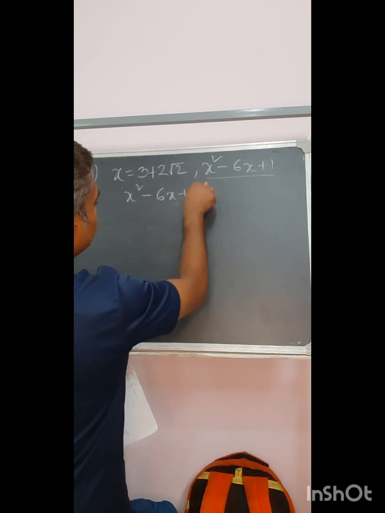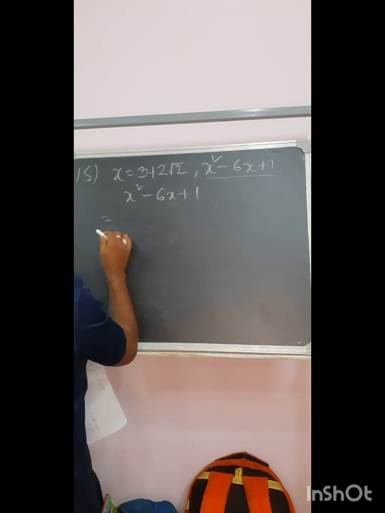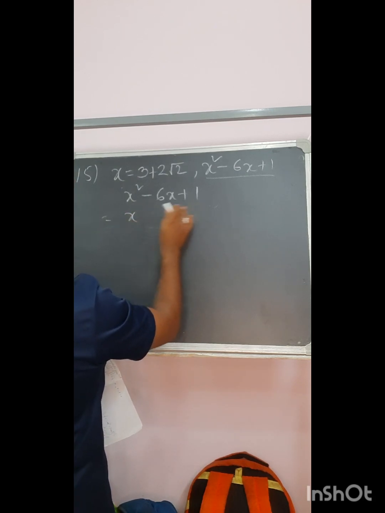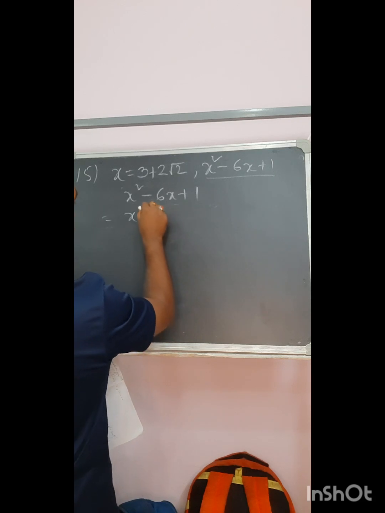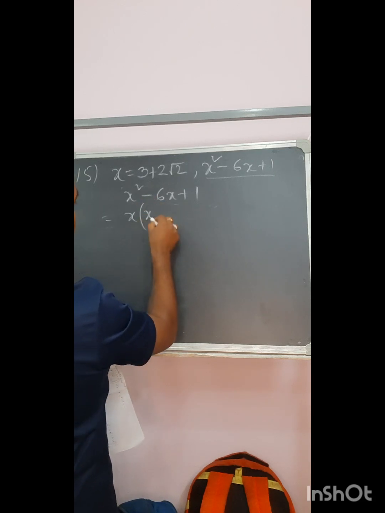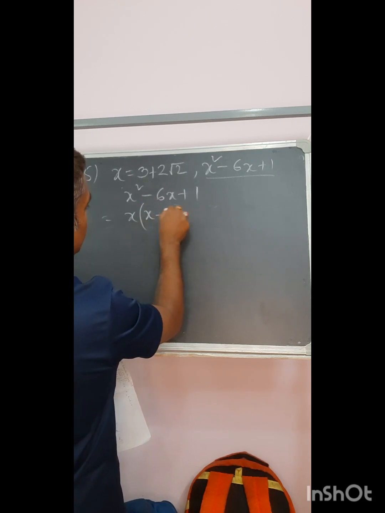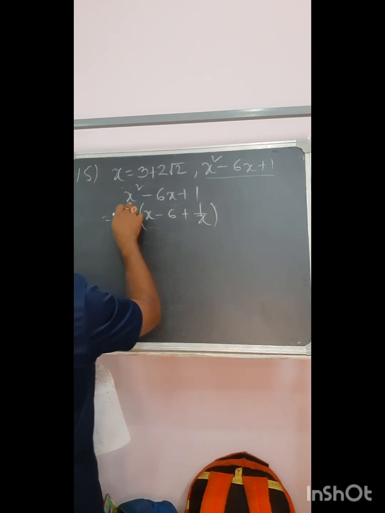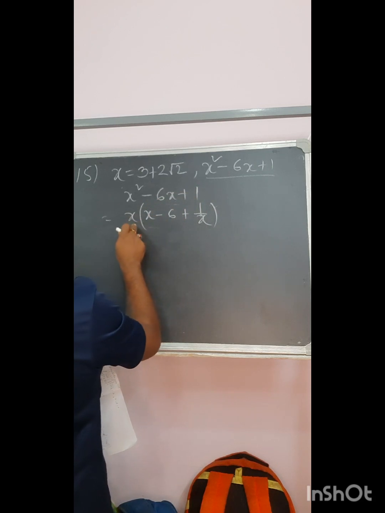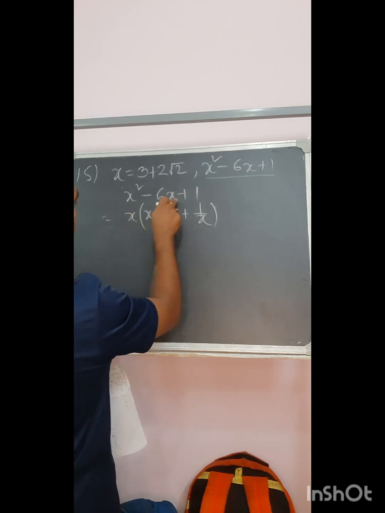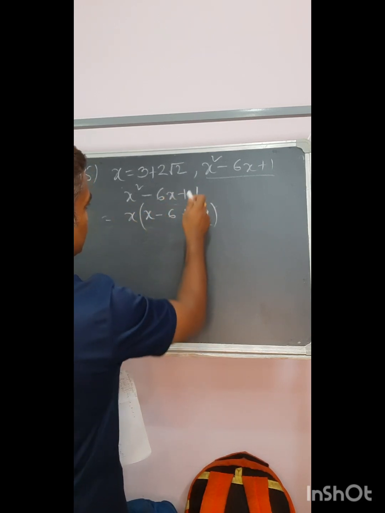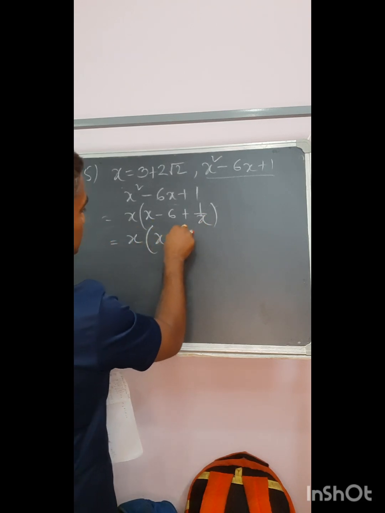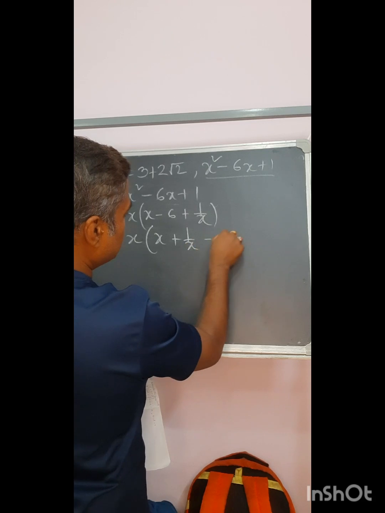Let's say I take x common out of everything: x minus 6 plus 1 by x. If I take x common from all three terms, there will be x, 6 will be there, and 1 will be 1 by x. So from there it will be x plus 1 by x minus 6.